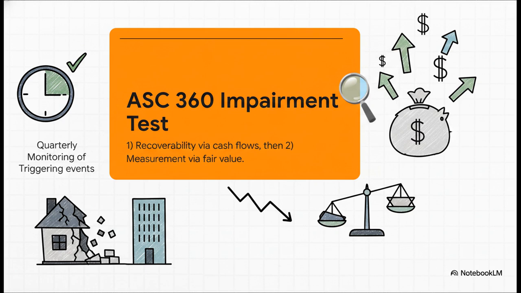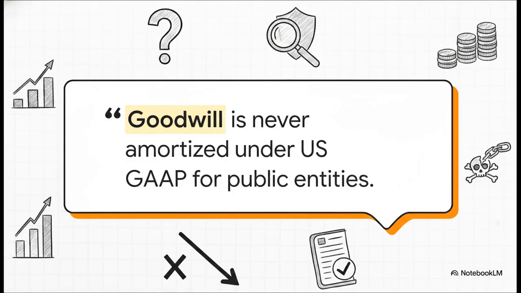Why is this so important? Well, without strict impairment monitoring, a company's balance sheet could easily turn into a fantasy of overstated, outdated assets that don't actually generate any real economic value anymore. But here is an absolutely critical takeaway. Indefinite life intangibles and goodwill are never amortized under US GAAP for public entities, period.